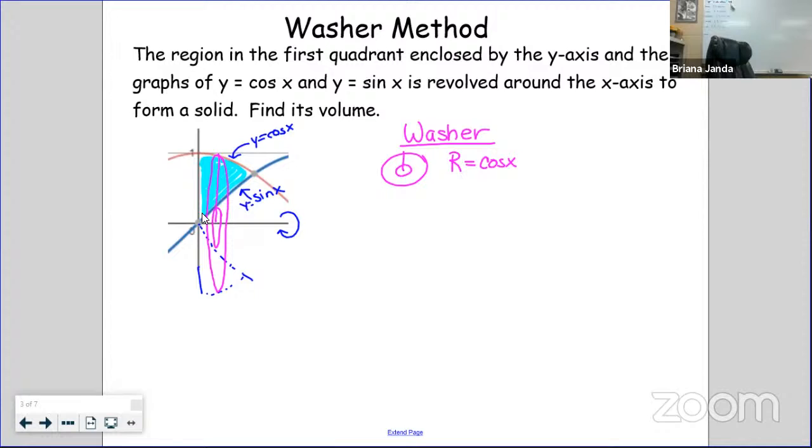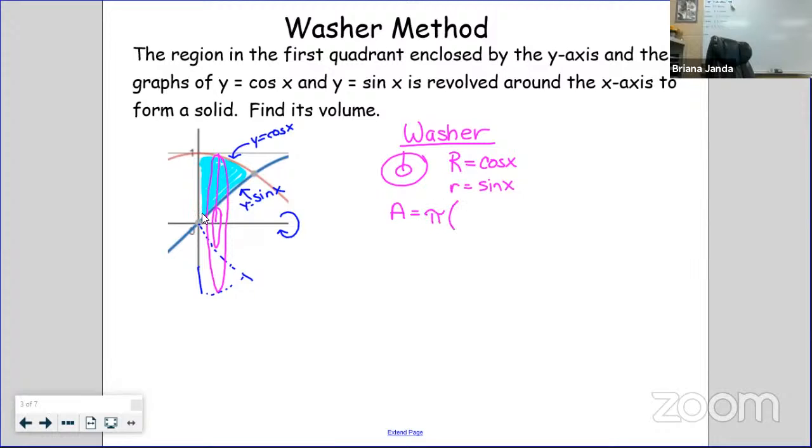The smaller radius is here. Again, top minus bottom. Well, again, bottom is just your axis of 0. So our top function there, or top of that radius, would just be sine of x. Good so far? Okay. And as always, then just taking a moment to identify the area of one washer.